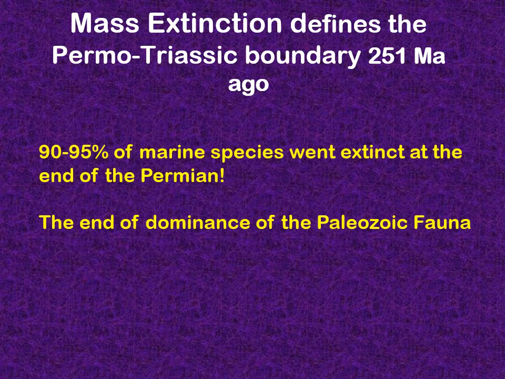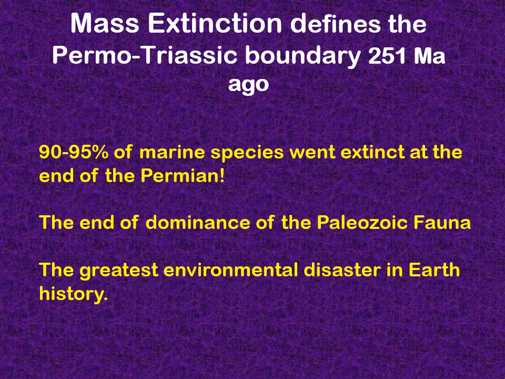So this is the last time brachiopods are an abundant marine organism. This is the end of trilobites. This is the end of echinoderms being really, really abundant. This is the very end of any remaining tabulate and rugose corals, which were mostly gone anyway. So it's considered the greatest environmental disaster in Earth history, and it's still being debated exactly what caused it.